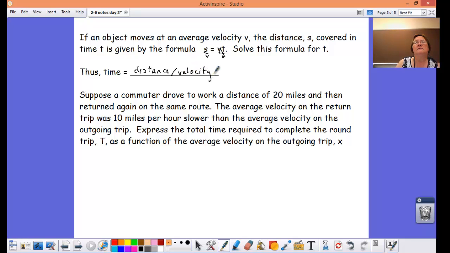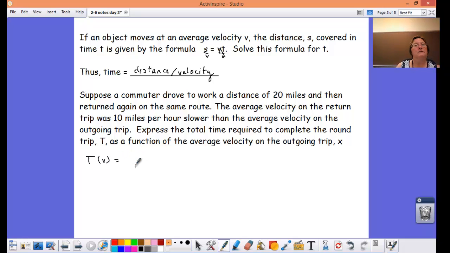All right, that sets us up for this little example problem. We have somebody who drives to work 20 miles one way, each way. The average velocity on the return trip is 10 miles per hour slower than on the outgoing trip, probably because of traffic. It says to express the total time, I'm going to use a big T, as a function of the average velocity on the outgoing trip, and they're going to call it X. I'm going to say V here. Okay, V is our variable.